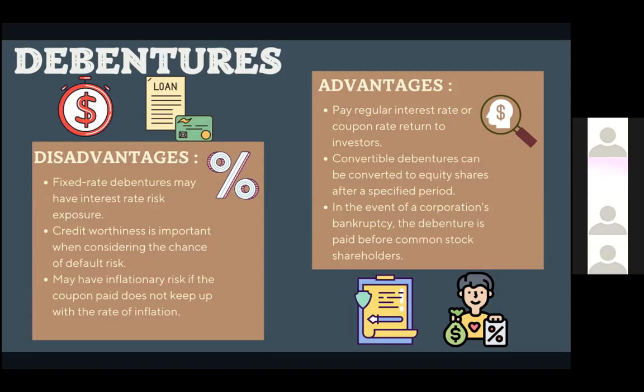And the advantages are, first, debentures offer a regular interest rate or coupon rate return to investors. Second, convertible debentures can be converted to equity shares after a specified period, making them more appealing to investors, meaning that there will be more investors investing in the company and increasing its capital. Third, in the event of corporation bankruptcy, the debenture is paid before the common stock shareholders.